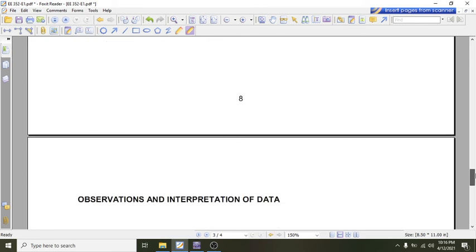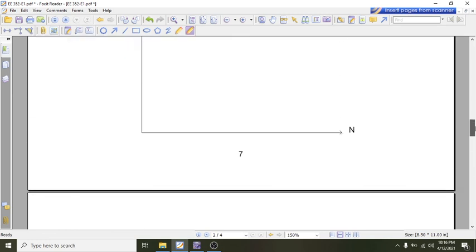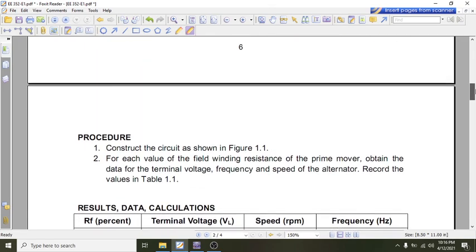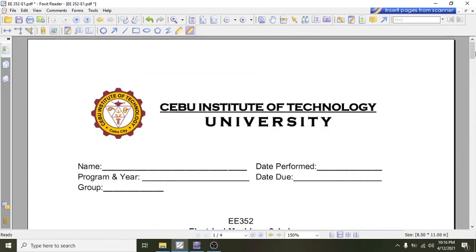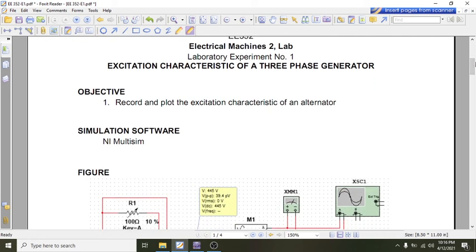You refer this part to the table in Table 1.1, and for the conclusion you refer this to the objective of the experiment. So that's for experiment number 1.